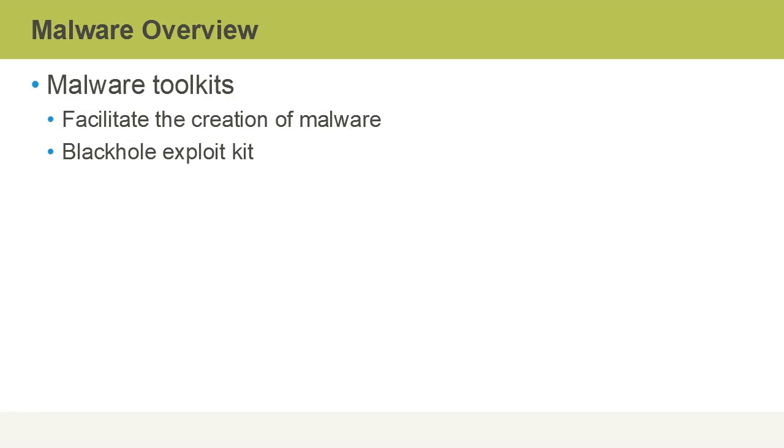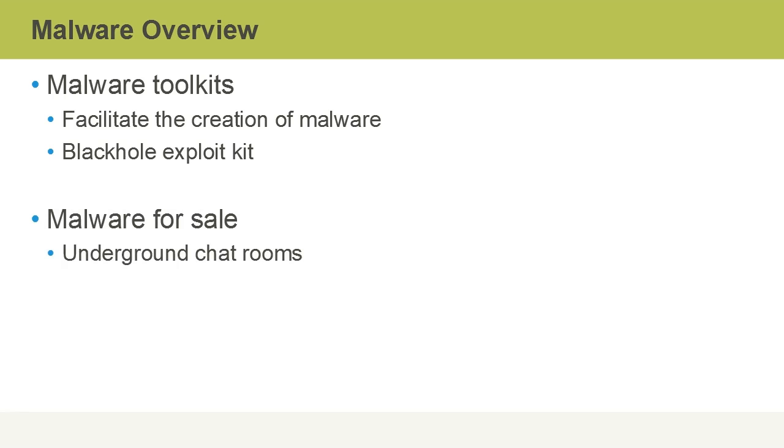A malware toolkit facilitates the creation of malware for a malicious person. And there are many of them out there, believe it or not. For instance, the Blackhole exploit kit contains tools and tutorials and documentation on how to create and propagate malware. There are also underground chat rooms on the internet that are available, and of course membership is by invitation only, where there is actually malware for sale to the highest bidder.